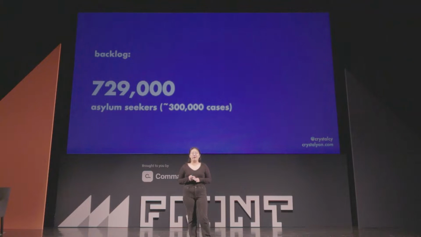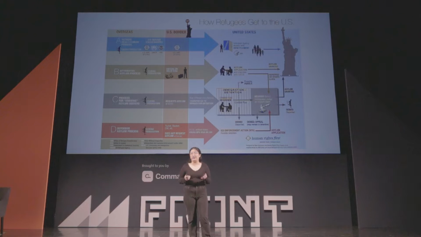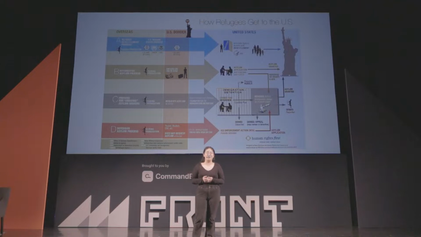And at the time, the backlog was huge. There were about 729,000 asylum seekers in the backlog who were waiting to hear about the status of their case. This represented about 300,000 cases, because oftentimes asylum seekers would apply not only for themselves, but also for their family.